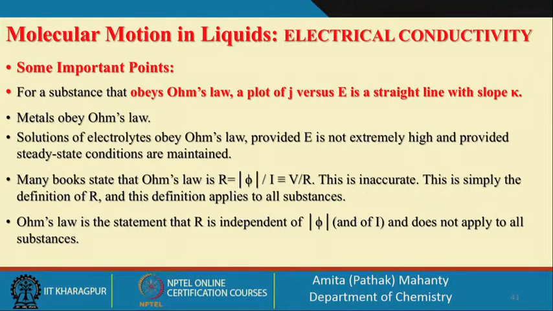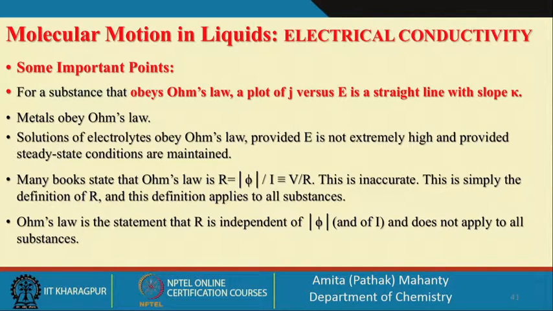For substances that obey Ohm's law, a plot of J versus E should be a straight line, right? And the slope of that straight line should be kappa. And what sort of materials follow Ohm's law? All metals follow Ohm's law. Solutions of electrolytes will follow Ohm's law, provided the applied field strength is extremely small or not very high, and they reach a steady state condition.